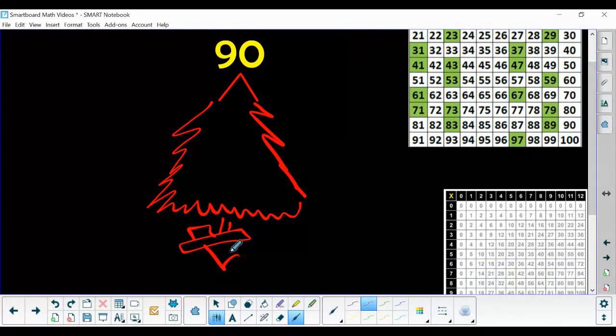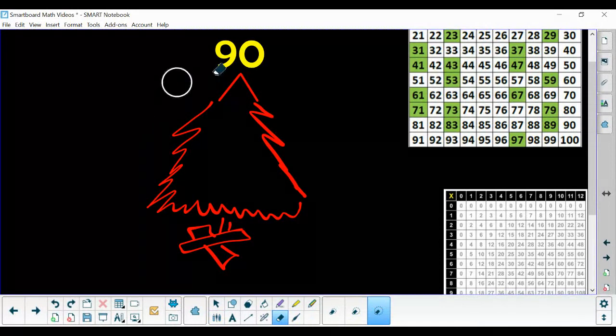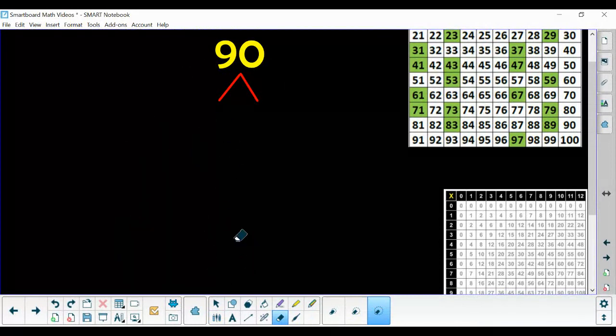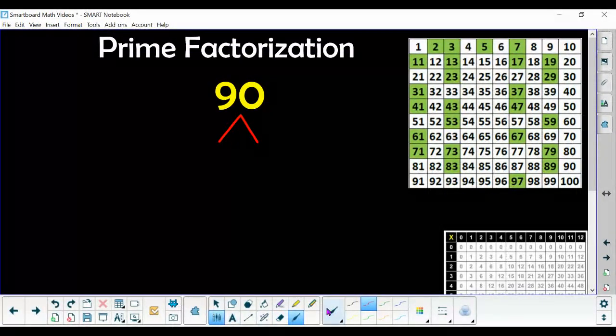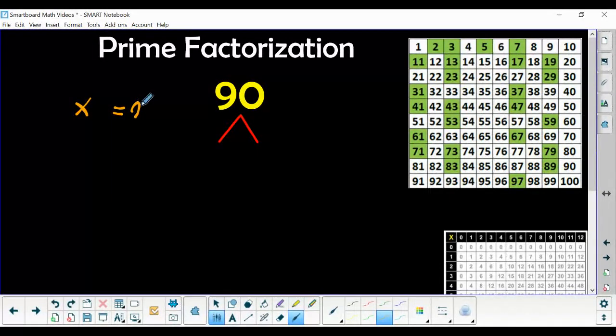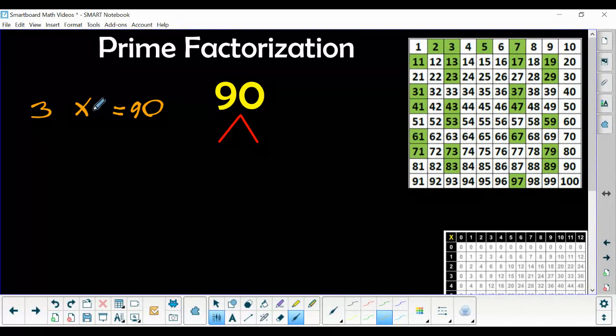All right, get you in the Christmas spirit. So, if the number is composite, it will receive two branches. Again, if it's composite, it gets two branches, guys. What you're going to put for each of these branches is two factors that give me that number, 90. So what two numbers multiply to give you 90? Well, there's 3 and 30, so you would put 3 and 30 right here.